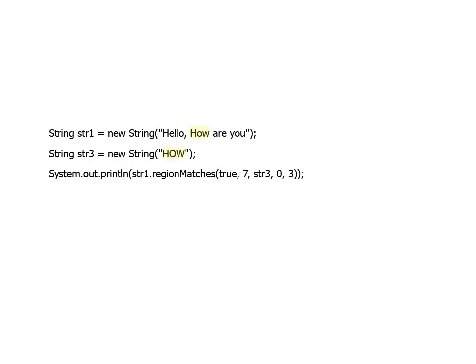Then str3 is the argument for the other string we are going to compare. The 0 is the starting position in that string, so we start from HOW, starting from H. Then the length of characters is 3, so we are comparing 3 characters from the offset. It will return true because we ignore case here.